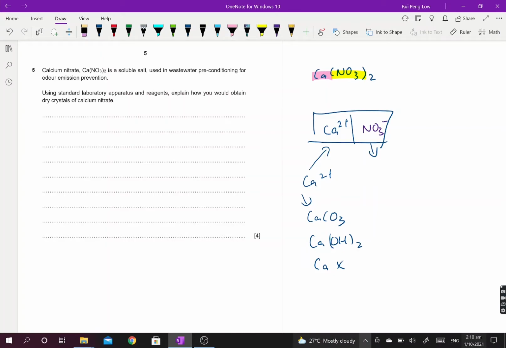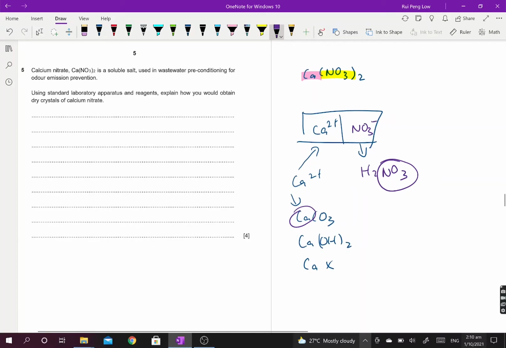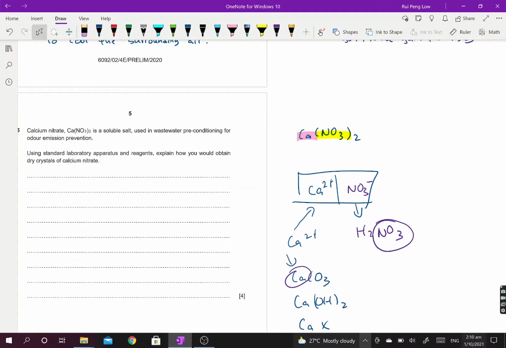Okay, let me use another color. HNO3. So this is the ingredient I want. So first of all, we need to identify the reagent or the ingredient, so to speak. A good analogy I always like to say is that if you want chicken rice, you need rice plus chicken, right? If you want duck rice, then you need rice plus duck. If you want dark noodle, then you need noodle plus dark.